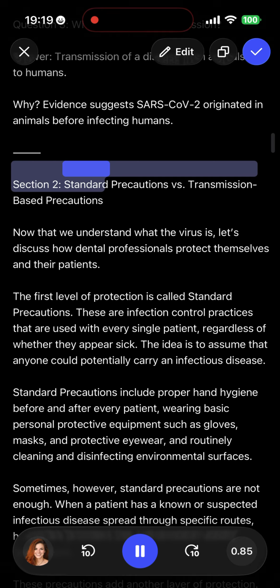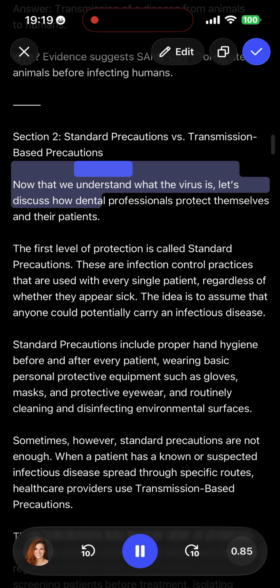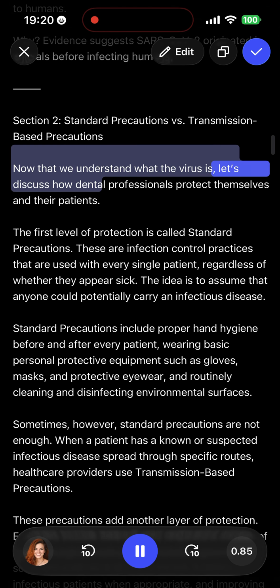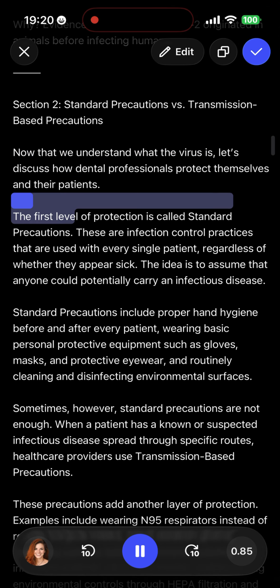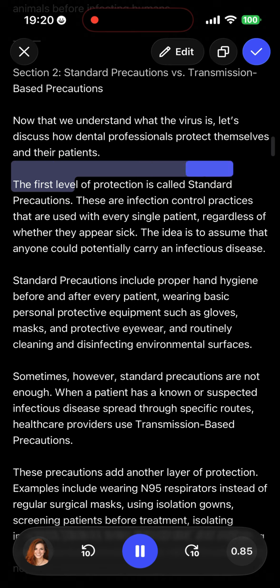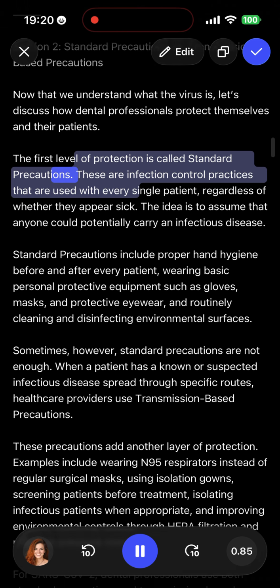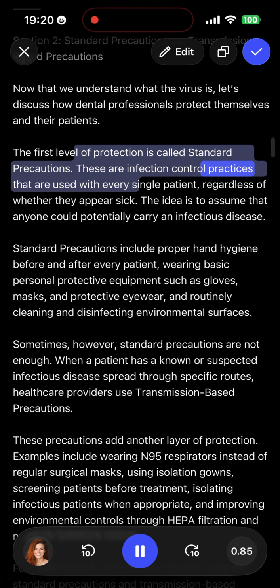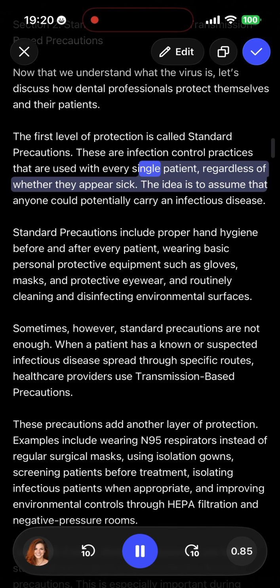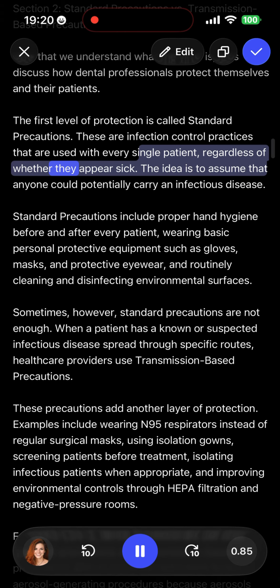Section 2. Standard precautions versus transmission-based precautions. Now that we understand what the virus is, let's discuss how dental professionals protect themselves and their patients. The first level of protection is called standard precautions. These are infection control practices that are used with every single patient, regardless of whether they appear sick. The idea is to assume that anyone could potentially carry an infectious disease.